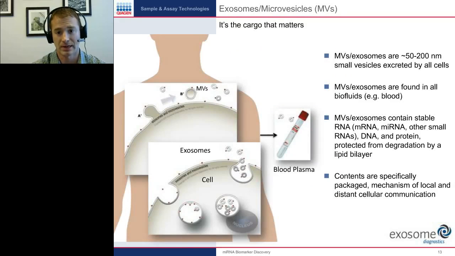Let's take a closer look at exosomes. With exosomes and microvesicles, it's truly the cargo that matters. Exosomes are 50 to 200 nanometer small vesicles excreted by all cells, and exosomes are found in all biofluids, for example, blood. And exosomes contain stable RNAs such as mRNAs, microRNAs, and other non-coding RNAs, as well as DNA and protein, and this is all protected from degradation by a lipid bilayer. And the contents of an exosome are specifically packaged and are used as a mechanism of both local and distant cellular communication.